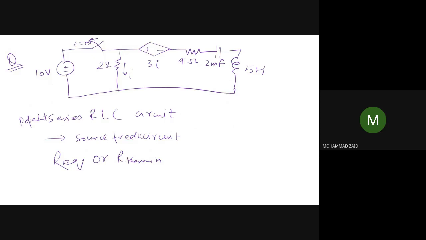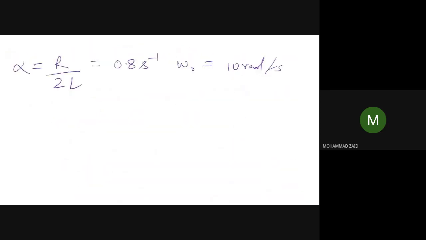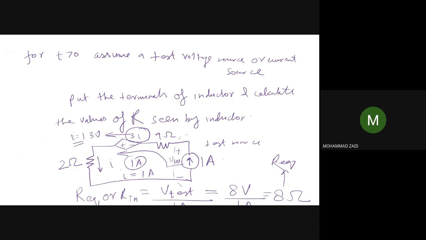So as you can see, for this circuit we can calculate these values of alpha as well as omega naught. Once you know alpha and omega naught, we can finally calculate the value of omega d. Omega d will be equal to 9.968 radian per second.